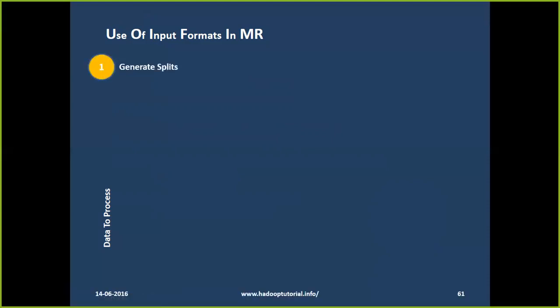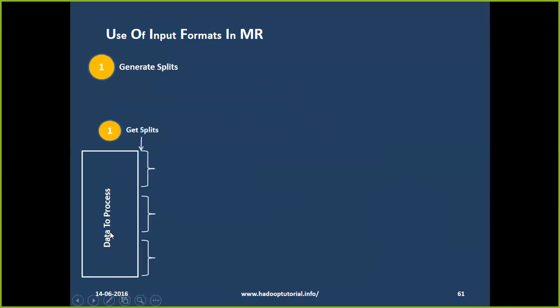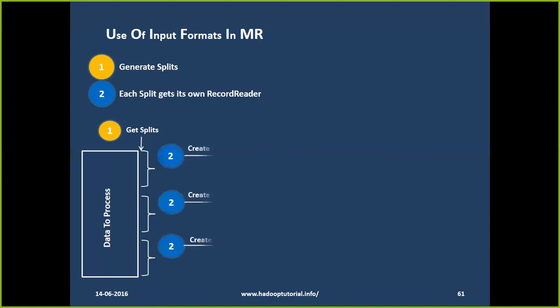Next, if you see this, this is my data to process. The first step that happens is, if you call this text input format, it will call the getSplits method, and your file gets divided into splits. And the second method inside that input format, we have seen, is the record reader. Now your file got divided into splits, and each split is being read by your record reader.